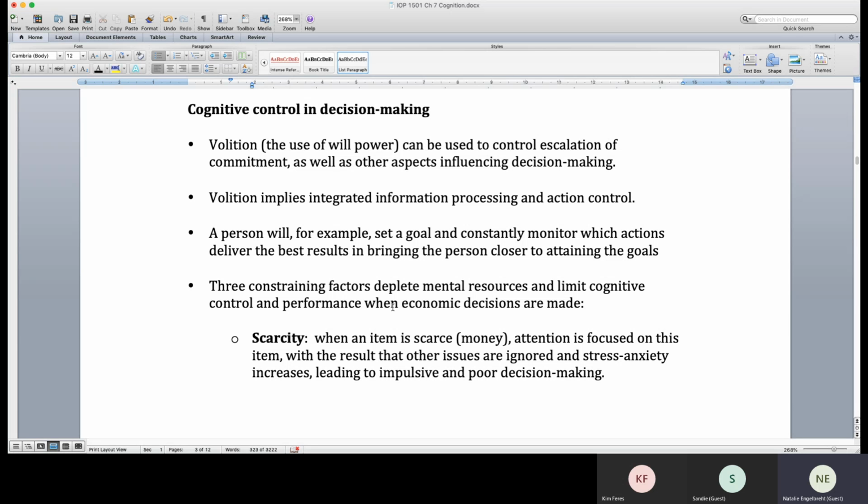So volition can be used to control escalation of commitment, as well as other aspects influencing decision making. Volition implies integrated information processing and action control. So I'm taking all the information in, I'm processing all of this, but I'm also controlling the action that I'm going to come up with. A person will, for example, set a goal and constantly monitor which actions deliver the best results in bringing the person closer to attaining the goals.